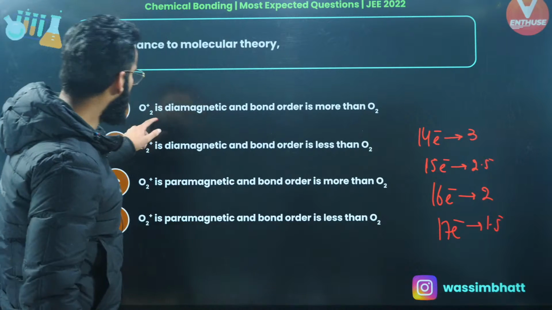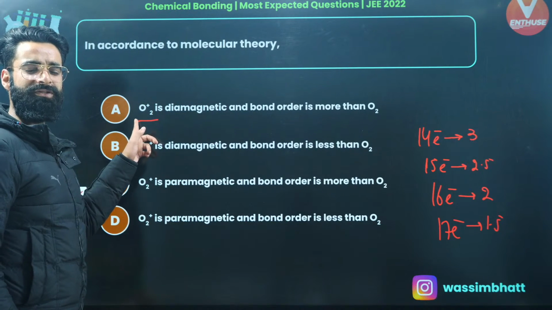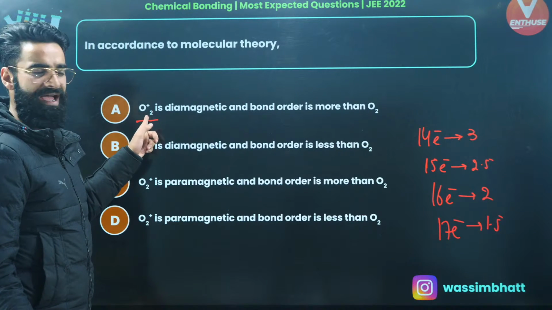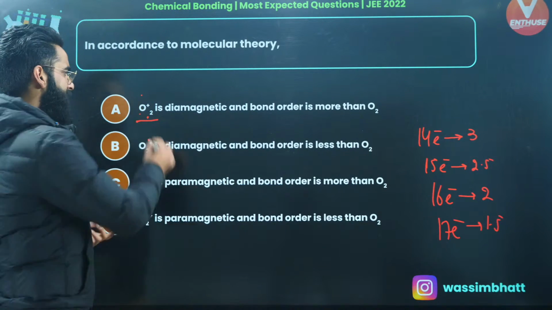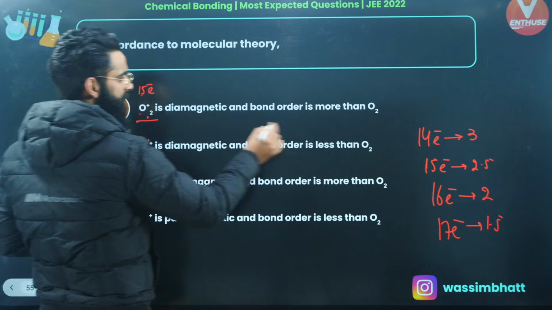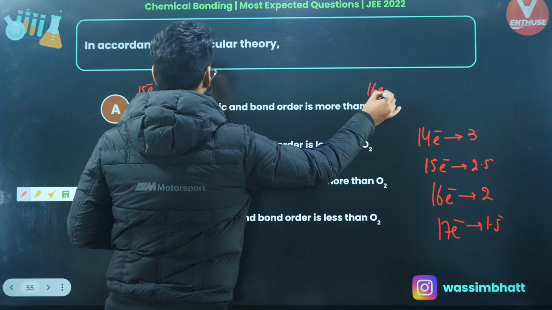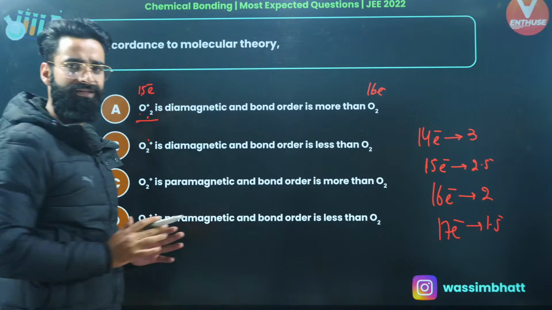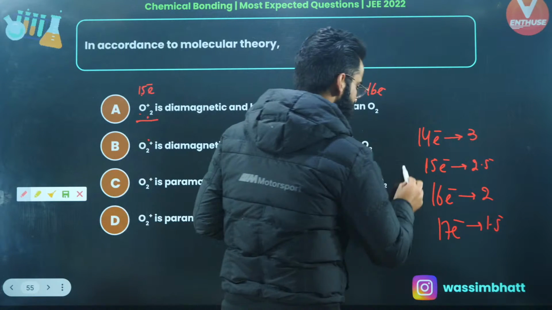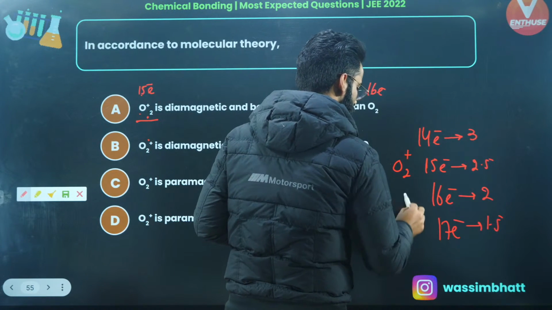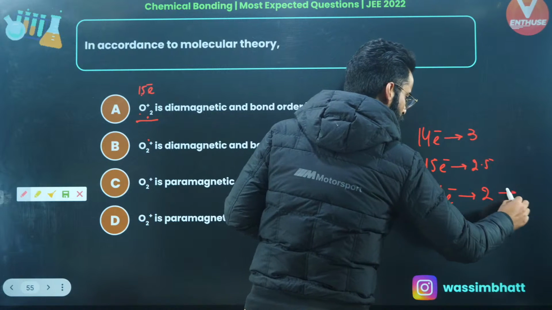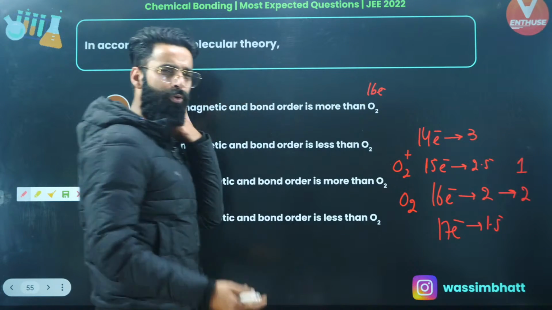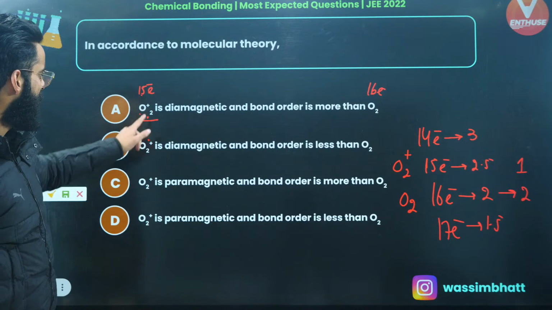Now, O2 positive. How many electrons are there in O2 positive? 1 oxygen 8 electrons, 2 oxygens 16 electrons, and there is a positive charge, 16 minus 1, 15 electrons. So O2 positive is a 15 electron species, right? This is a 16 electron species. So O2 positive is diamagnetic? See guys, let me tell you, O2 positive is a 15 electron species and O2 is a 16 electron species. In case of O2 there are 2 unpaired electrons. In case of O2 positive there will be 1 unpaired electron, right? So both are basically paramagnetic.